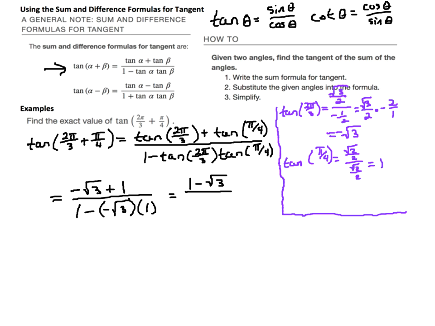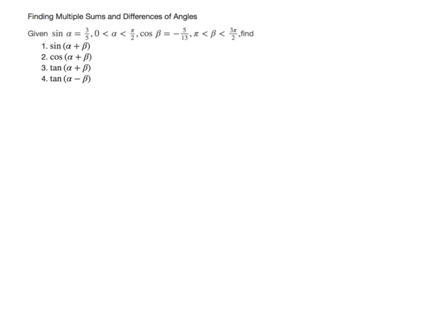1 minus the square root of 3 divided by, in the denominator, I have 1 plus the square root of 3. So I have a negative times a negative down there. And that's it. You could rationalize that denominator if you really wanted to go to that trouble, but I believe WebAssign will take that answer for that particular one. Okay, so practice, practice, practice here.